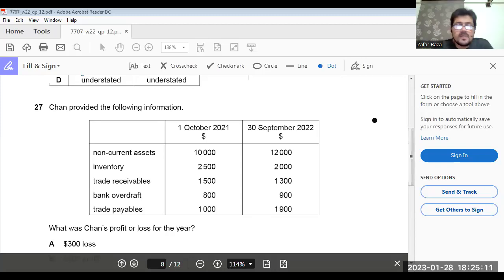Okay. Now, 27. Non-current assets, inventory, trade receivable, bank overdraft, trade payables at 1st October 2021 and 30th September 2022, at start and at end. Change profit and loss. What we have to do for this question is calculate capital at start and capital at end. So 10,000 plus 2,500 plus 1,500 plus 800 plus 1,000. 15,800 is the capital at the start of the year.